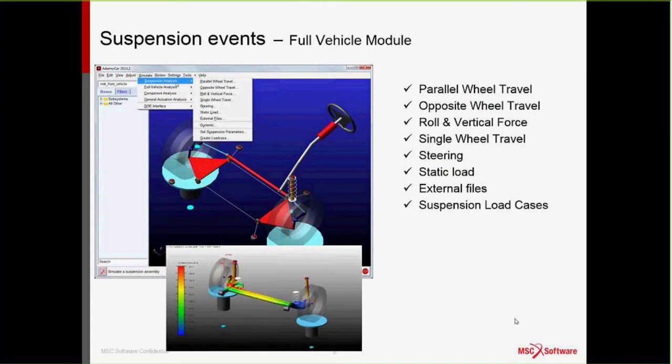Now let's take a look at some of the more detailed applications for Adams Car. Adams Car is programmed with a variety of standard suspension and steering events. And here you see on the screen an opposite wheel travel, and of course, we support component flexibility, whether it's linear flexibility or nonlinear flexibility.